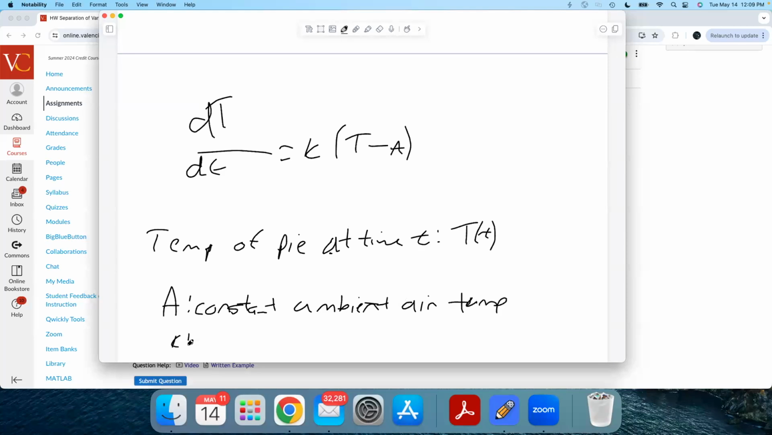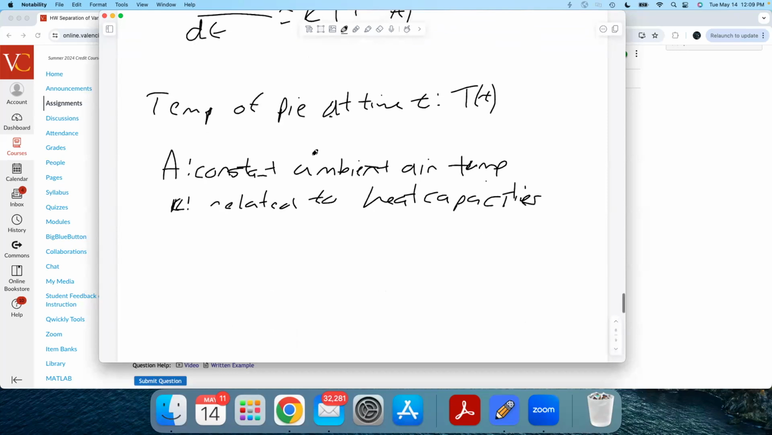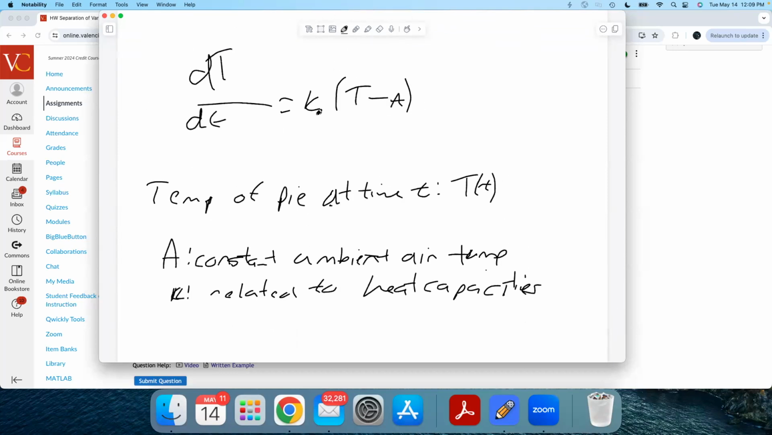K here is related to the specific heats or the heat capacities of the two materials, the pie and the air. It's actually very complicated to figure out K from first principles. What we do in general, and what we're going to do in this problem, is figure out K numerically by taking a couple of temperatures.